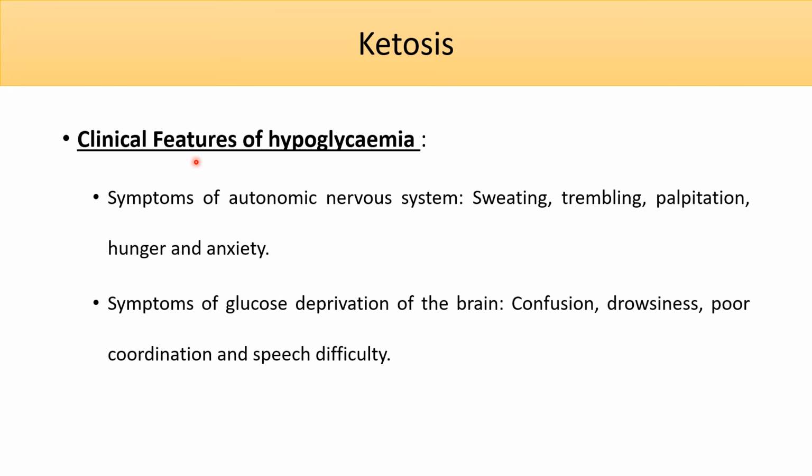So coming to the clinical features of hypoglycemia, we can divide it into symptoms of the autonomic nervous system and symptoms due to deprivation of glucose to the brain. In case of symptoms of the autonomic nervous system, the patient will be having sweating, tremor, palpitation, hunger and anxiety. In case of deprivation of glucose to the brain, the patient will have confusion, drowsiness, poor coordination and speech difficulty. So these are the clinical features.